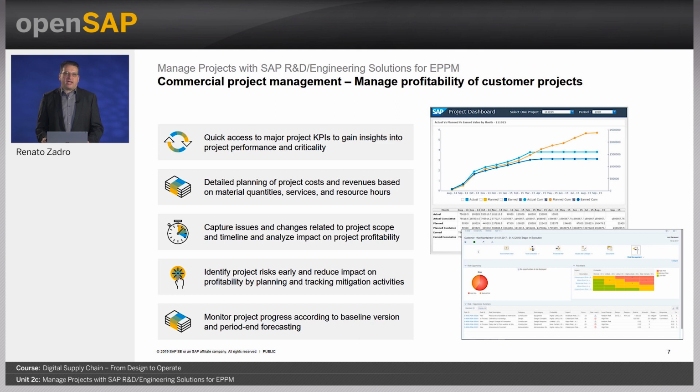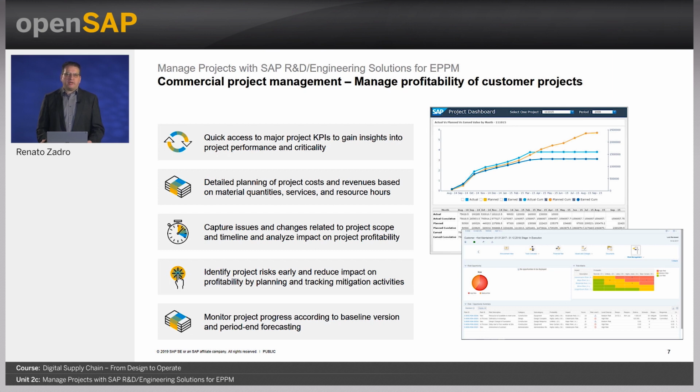There are three major enhancements to the operational project management capabilities which are provided by commercial project management. First of all, a detailed project financial planning which allows project sales engineers to calculate project costs and revenues based on quantities, resource hours, and service demand required in the project. The same capability is also used to capture and track project forecasts, and thus provides a detailed earned value reporting.